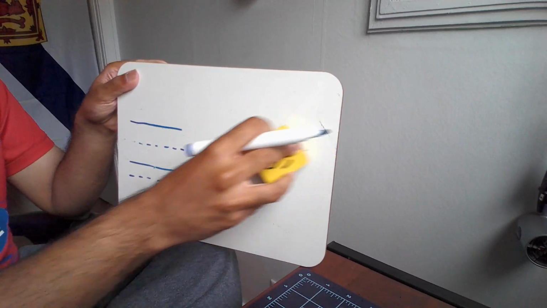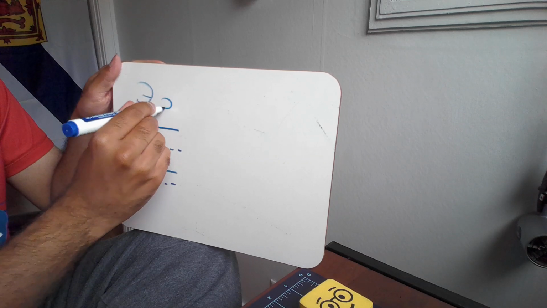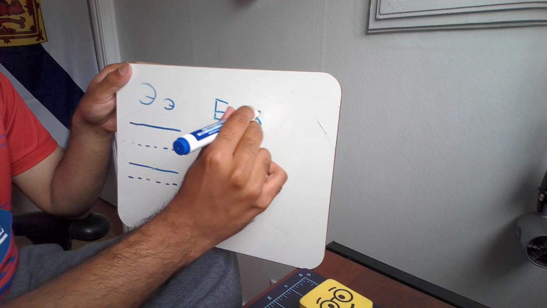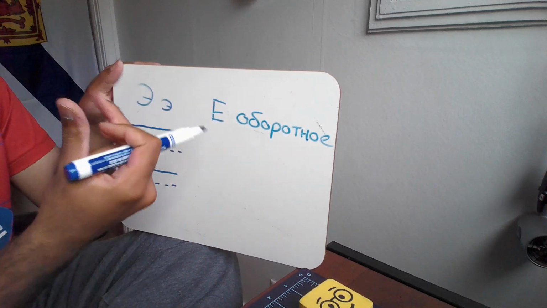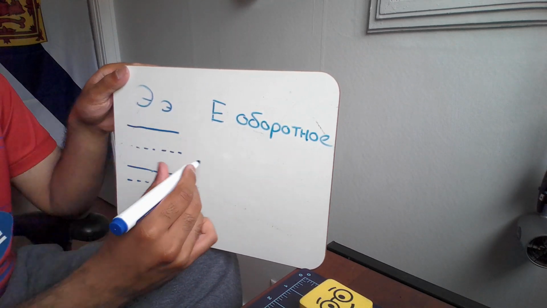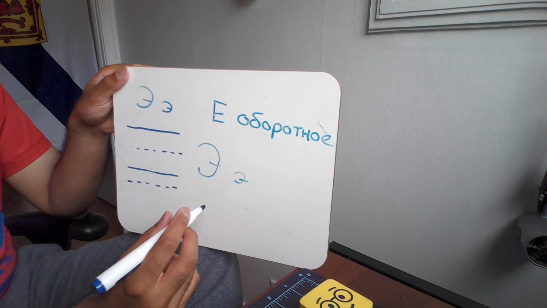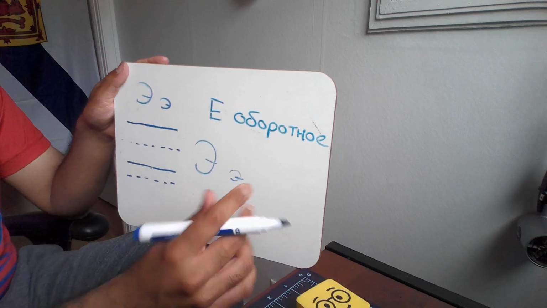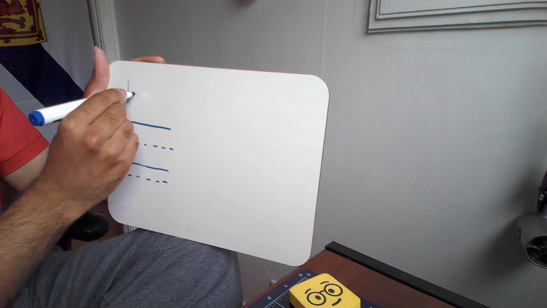Almost done. 3 letters to go. Next one is E, or oborotnoe. That's reversed E. It's an E that is facing the other way. And it looks like this and like this in cursive. So very similar to how it looks in printing. But also a relatively uncommon letter.